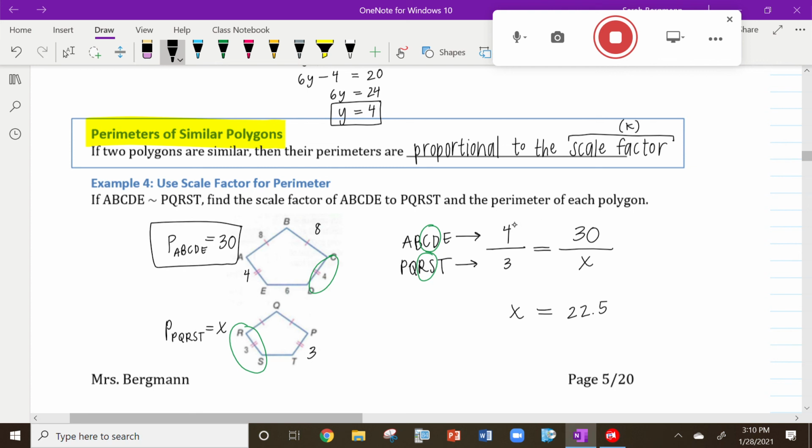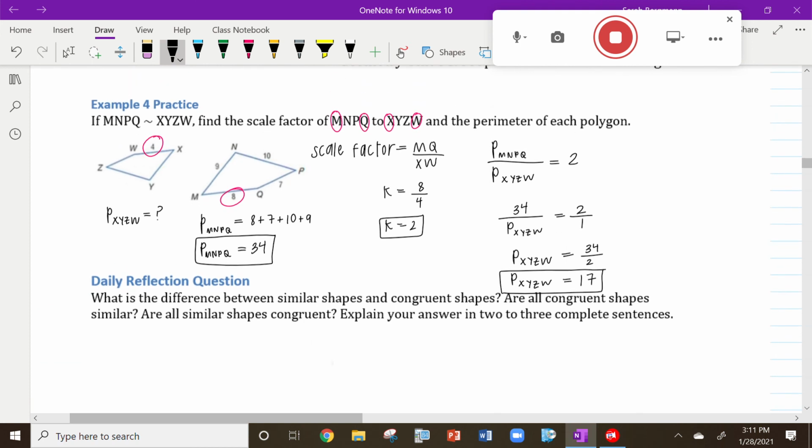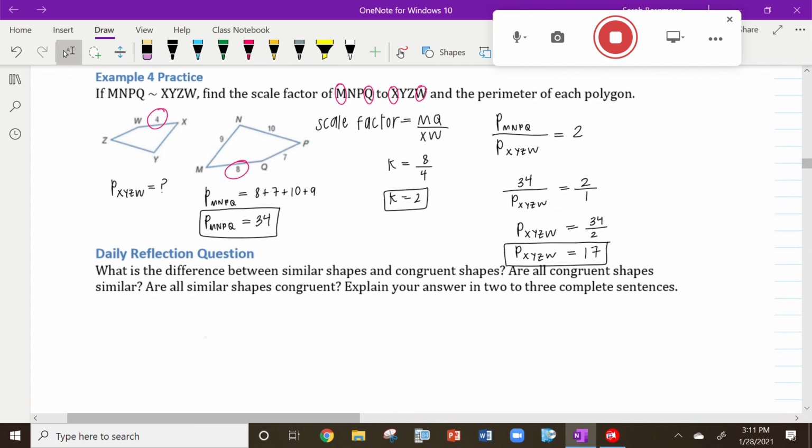Let's circle everything they asked us for. The perimeter of ABCDE is 30. The scale factor is 4/3. And the perimeter of PQRST is 22.5. If we had units, we would need to include that on each of our perimeters, but this problem did not give that to us. All right, I would like you to pause this and try the practice problem below. Here's the correct answer.